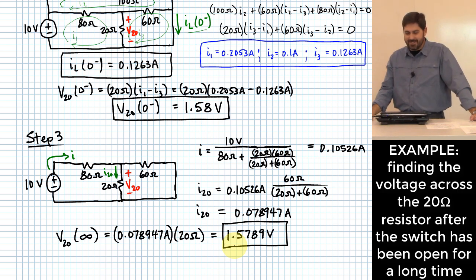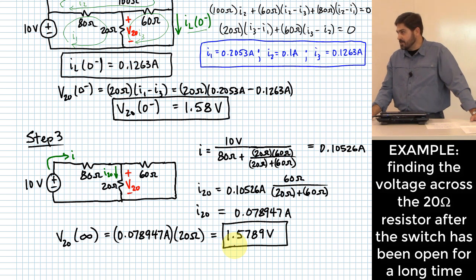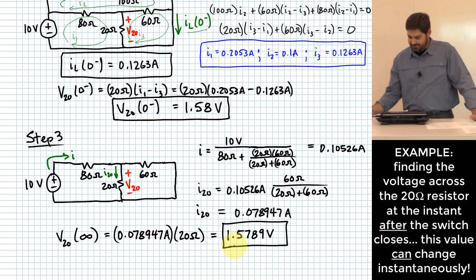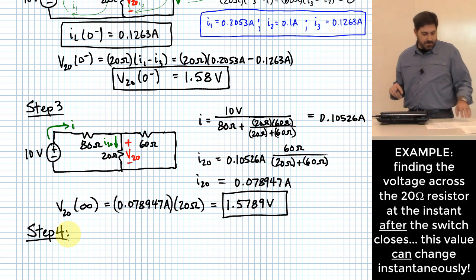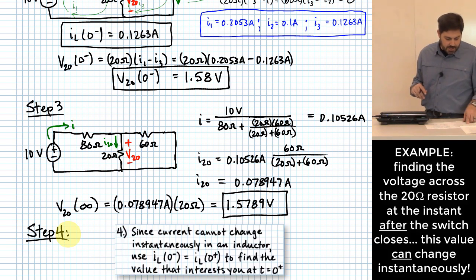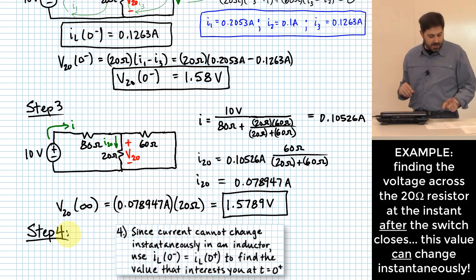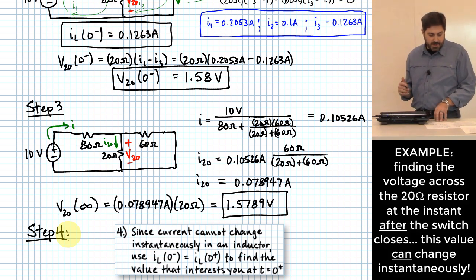Okay? All right. Any questions? Did that one make sense? Are we ready for step 4? Ready or not? Let's do it. Step 4 says, since current cannot change instantaneously in an inductor, use IL at time 0 minus equals IL at time 0 plus to find the value that interests you at t equals 0 plus.